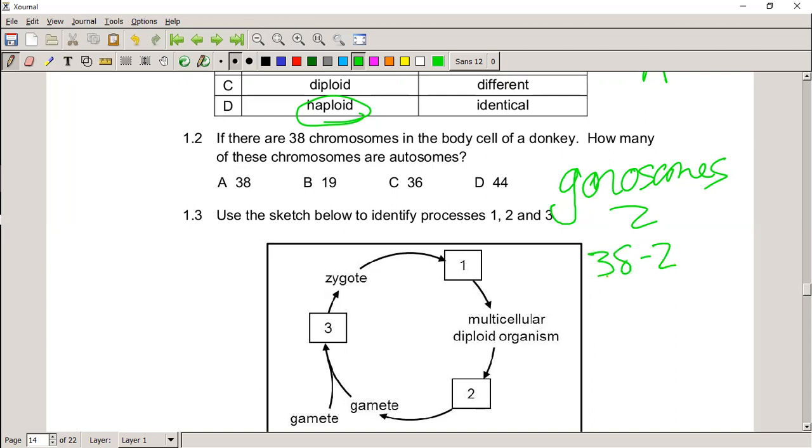Okay, we need to minus two for the gonosomes to find the number of autosomes or normal body cells. And those will then, of course, be 36. 38 minus 2 is 36. The first 36 chromosomes are always your autosomes, and the last two are your gonosomes that determine the sex.